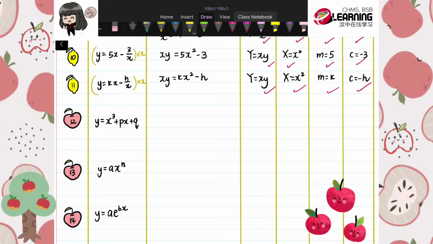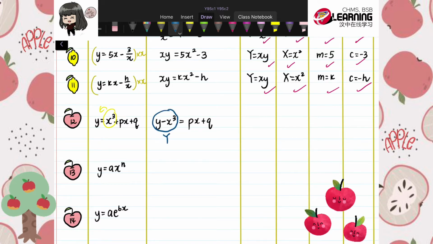So what I'm going to do here is move this x cubed to the other side, where it becomes minus. y minus x cubed equals px plus q. There you go. This is your big Y, your big X, and your m and c. The condition is very easy: your big Y and big X don't have m and c, and your m and c don't have x and y. So big Y equals y minus x cubed.